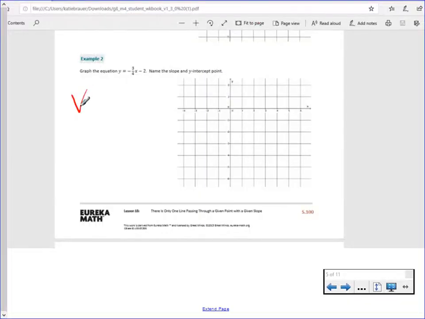So the equation is y equals -3/4x minus 2. So the first thing we're going to do is look at this last point right here. Since there's a negative sign in front of it, that means we're going on our y-axis right here to -2, and we're going to make our first point right there.